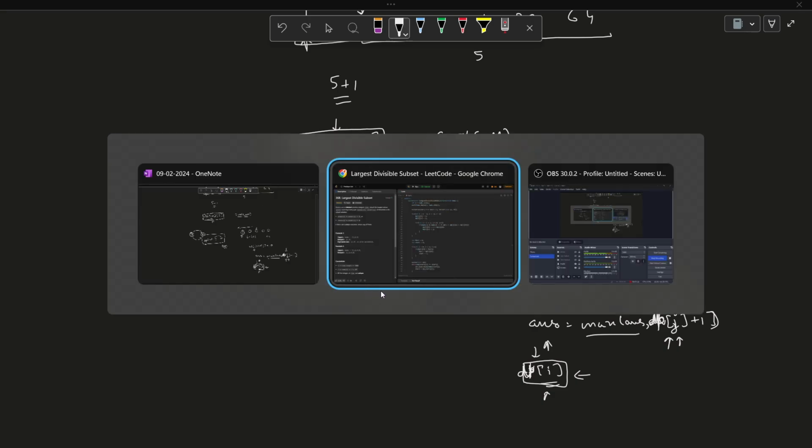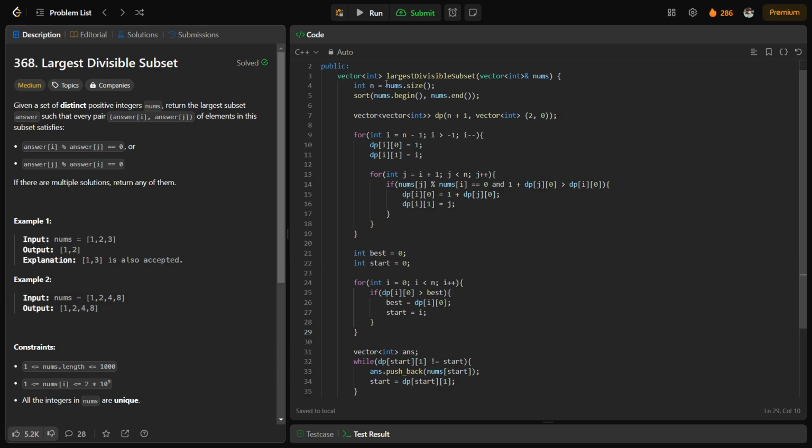Let me show you my final code so that it is easier for you to understand. Now I initialize my n with the nums size and I've sorted the nums input array. Now I've created a double dimensional dp vector of size n plus 1 cross 2.